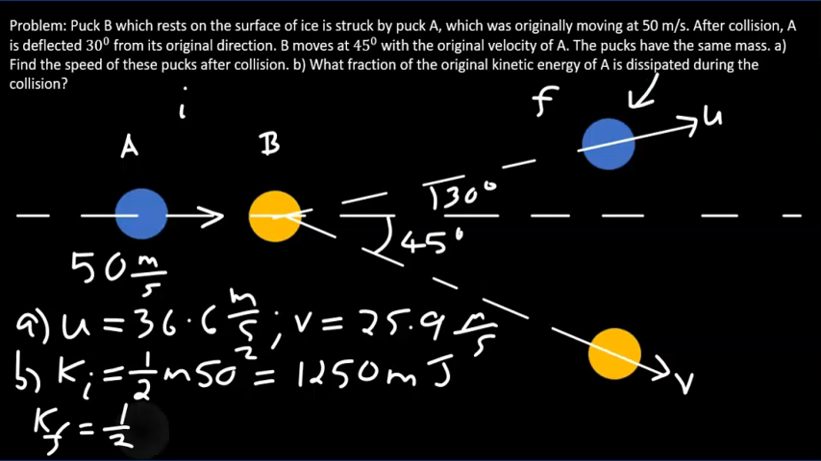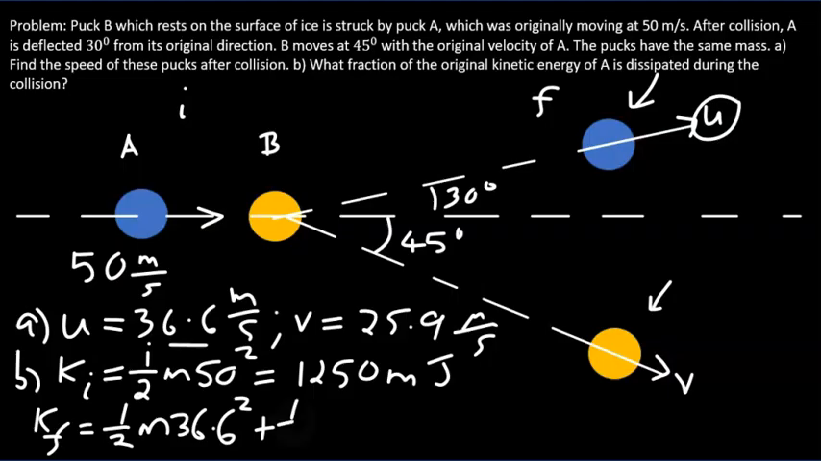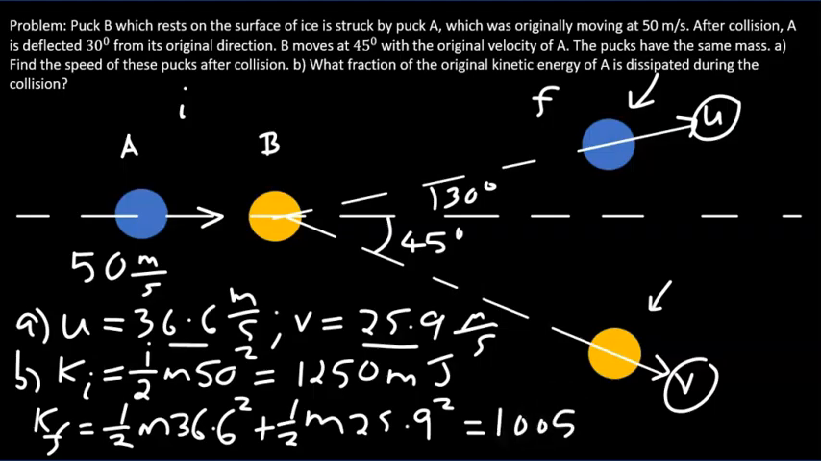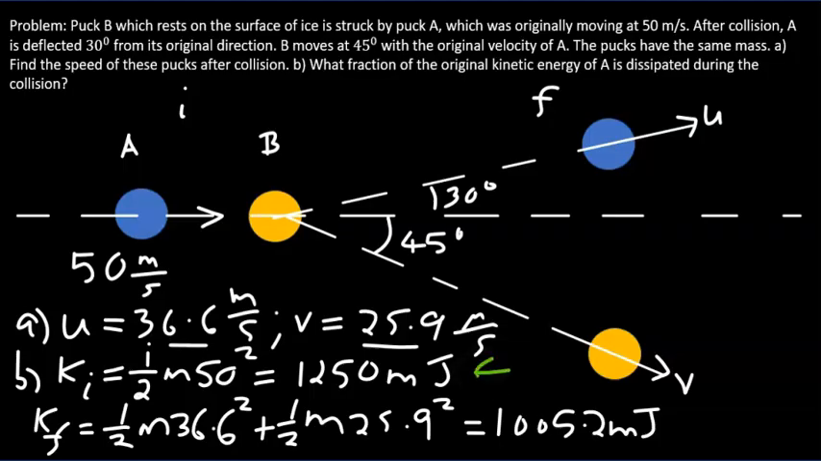Now the final kinetic energy of the system is given by the kinetic energy of A after the collision, which is half times m times u squared. We know u is 36.6, so 36.6 squared, plus the final kinetic energy of puck B, which is half times its mass times v squared, and we know v is 25.9 squared, and that will be 1,005.2 m joules.